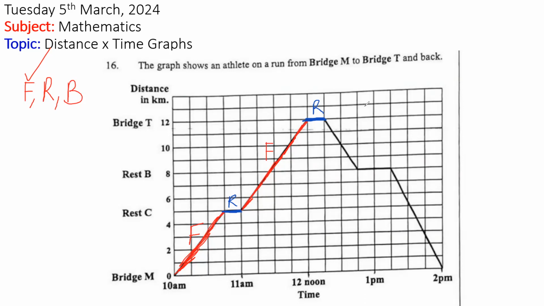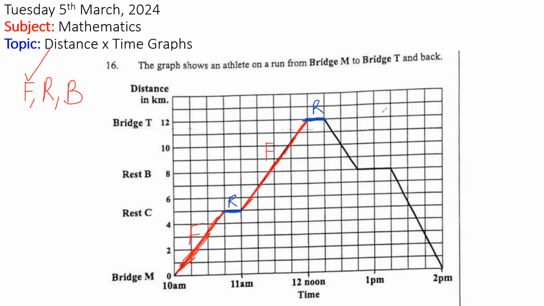Ajani, where's Ajani? Are you there? I don't know why I have to keep on calling your name. Why do I have to keep on calling your name? I'm asking you, have you drawn the graph? Are you drawing the graph? That's my question. Yes, sir.